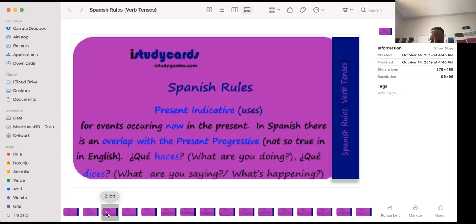For example, ¿qué haces? In English, you would say, what are you doing? ¿Qué dices? In English, you would say, what are you saying or what's happening? So where in English, you would use the present progressive, an action that's happening at the moment, or an action that's happening for a very short period of time consistently. But in Spanish, you don't say ¿qué estás haciendo? Or ¿qué estás diciendo? You say ¿qué haces? ¿Qué dices?